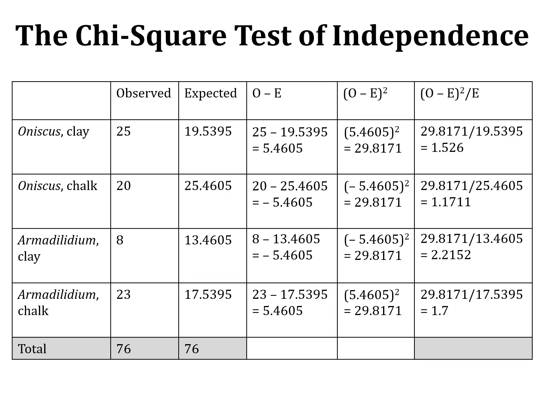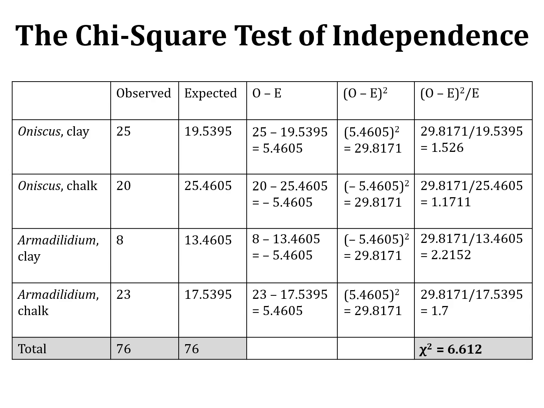And then in the next column, we have the square of the difference between the observed and expected frequencies of Armadillidium chalk, and it is divided by the expected frequency of Armadillidium in chalk soil, and the answer is 1.7. Now, as a final step, we are going to take the sum of these values. So we take the sum of 1.526 plus 1.1711 plus 2.2152 plus 1.7. And our answer is our chi-square value, which is 6.612.